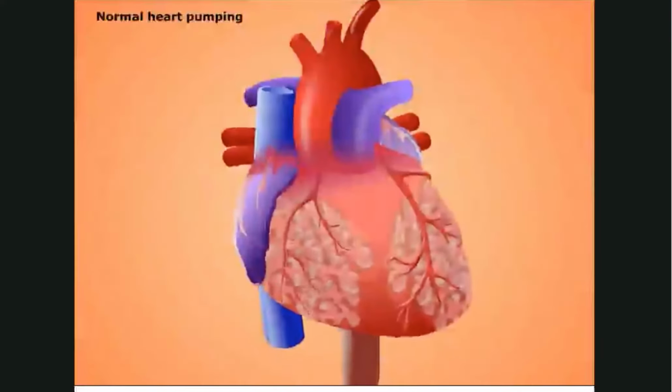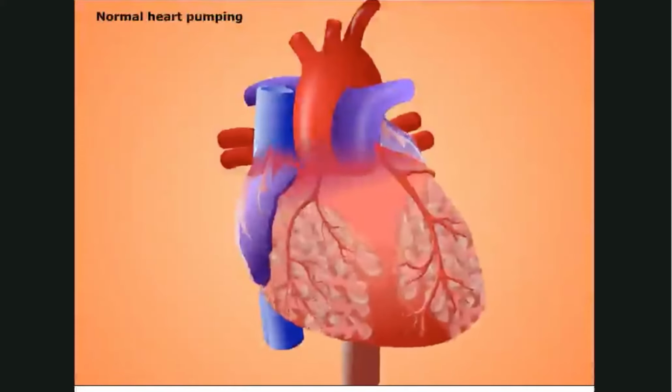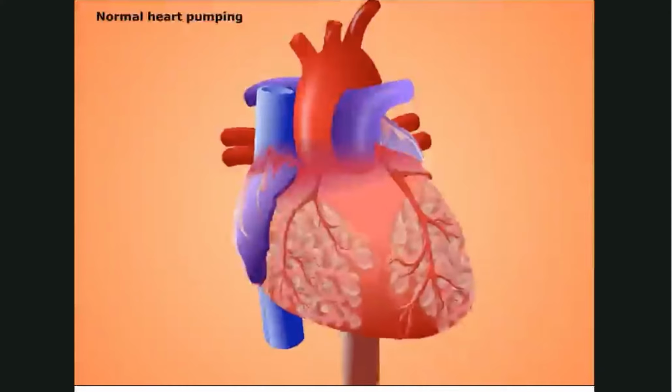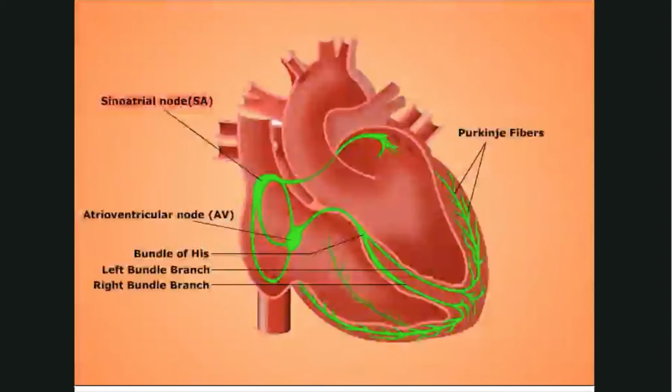The heart is a beating muscle. Each beat is stimulated by electrical signals that pass through the myocardium. The primary pacemaker of the heart is the sinoatrial (SA) node, located at the upper border of the right atrium.